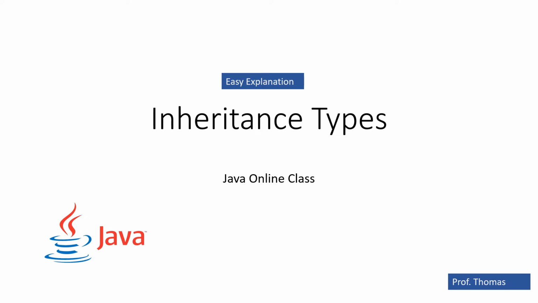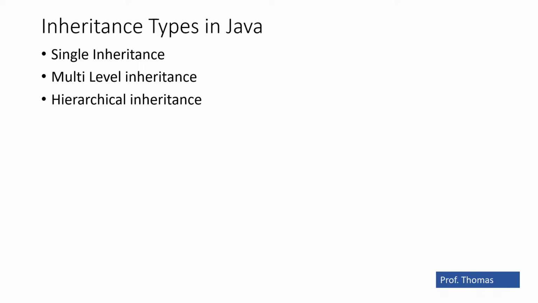We already learned about the definition of inheritance. The video link is provided in the description of this video. You can watch it later. In Java, there are three types of inheritance. They are single inheritance, multi-level inheritance, and hierarchical inheritance.